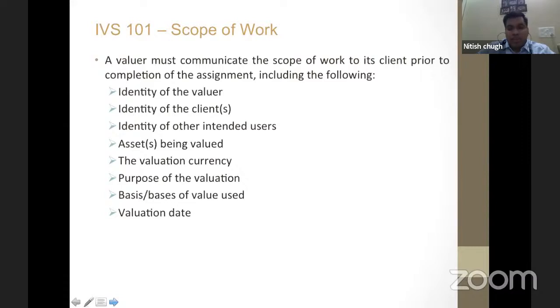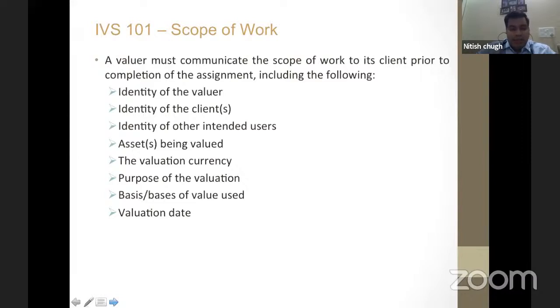Then valuation date. Valuation date is a very important thing. As you all know, valuation date is very critical. In case of IBC assignments, valuation date is very critical. Whatever valuation you have done as of a particular date, the cash flow post that valuation date belongs to the party who is the winner, or whose resolution plan has been accepted under the CIRP process. So valuation date is very important.